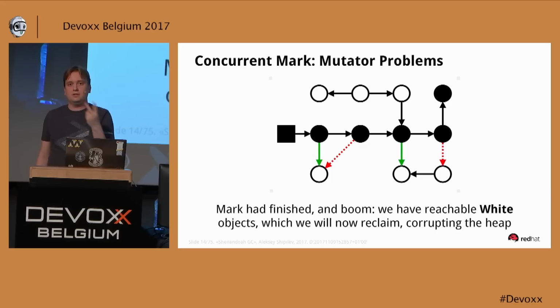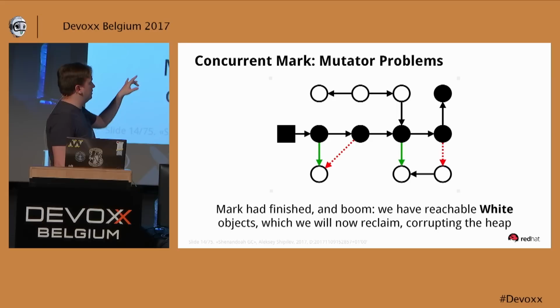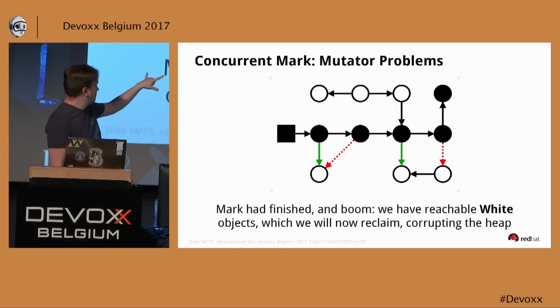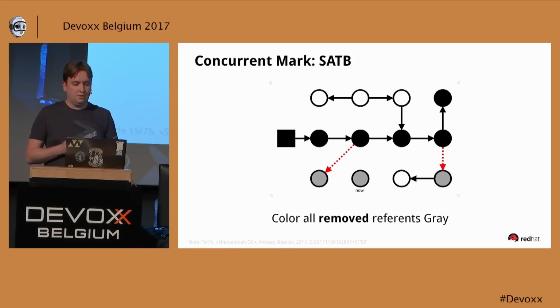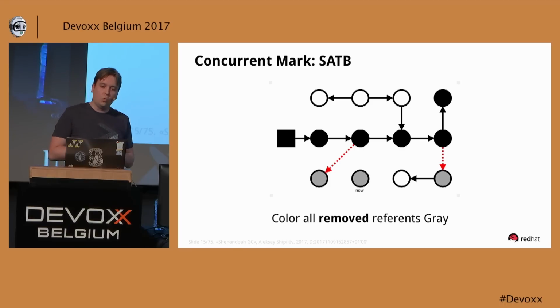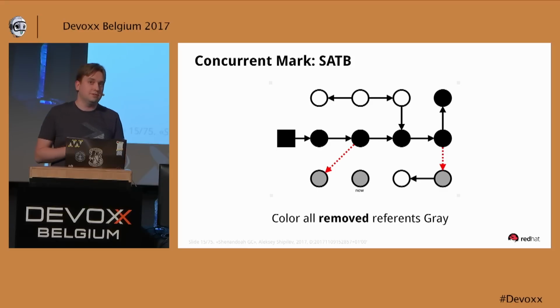You're just reclaiming their space and thus corrupting the heap. There are two classical ways to deal with this. Some of them are tracking insertions, some of them are tracking destructions, and G1 and Shenandoah do the algorithm that is called SATB, which works like this: we know that destructive writes are bad, so why don't we track them?